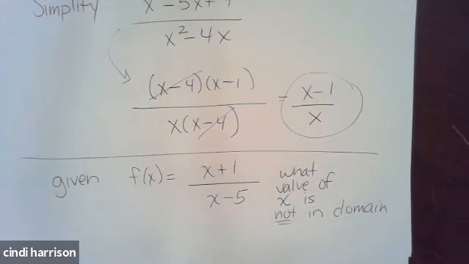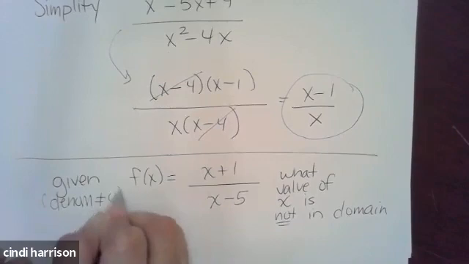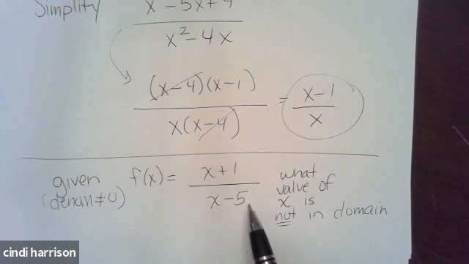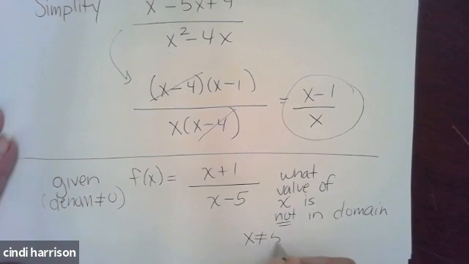So remember domain, domain means the values of x that can work. In this case, there's one value of x that would cause a problem here. Remember, denominator cannot equal 0. So what you're thinking of is what value of x would make the denominator 0 here? And that would be 5. If x is 5, 5 minus 5 is 0. So we would have to say then that x cannot equal 5.